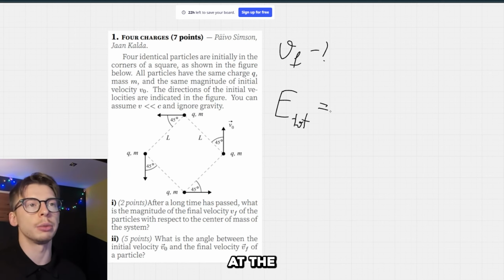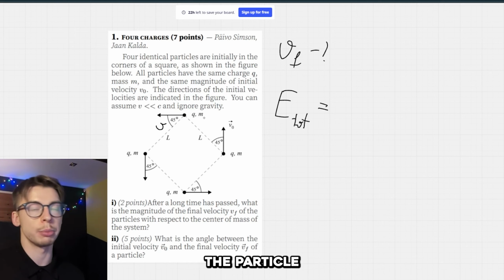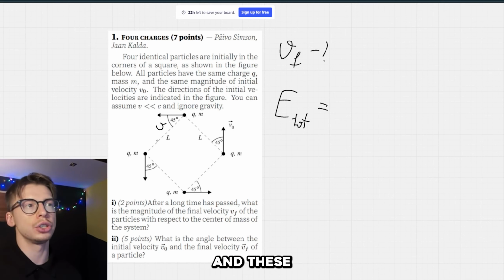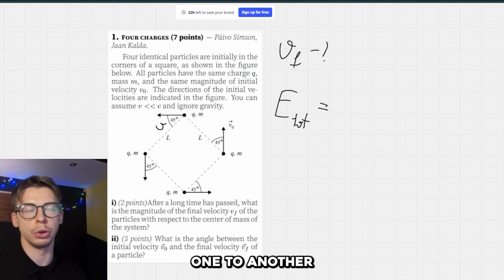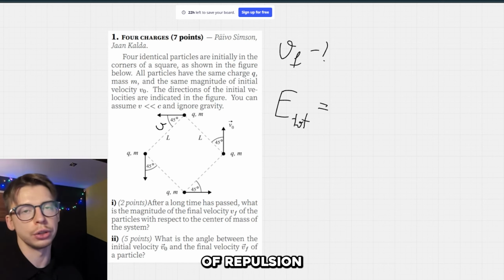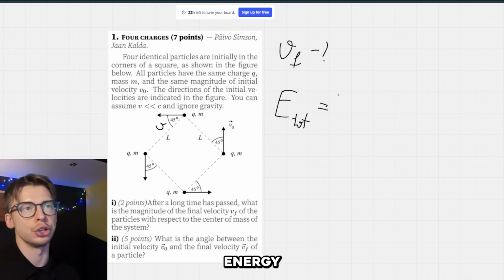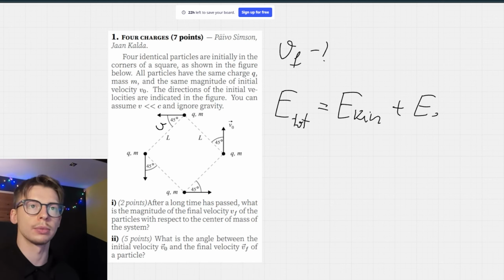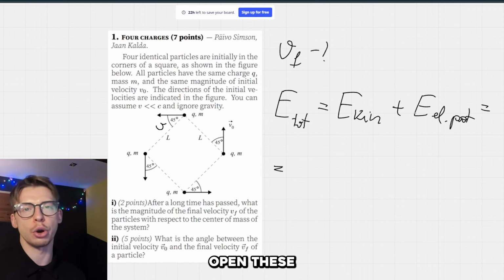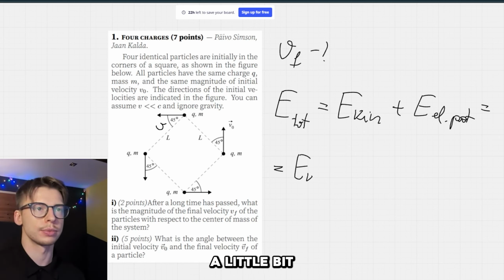So as I said, at the beginning, we have 2 kinds of energies. We have kinetic energy because the particle has a mass and velocity. Because these particles have charges, and these charges are repulsive to one another, because of this repulsion, this force that's acting on them, they also have electrical potential energy. So let me just open these expressions a little bit.